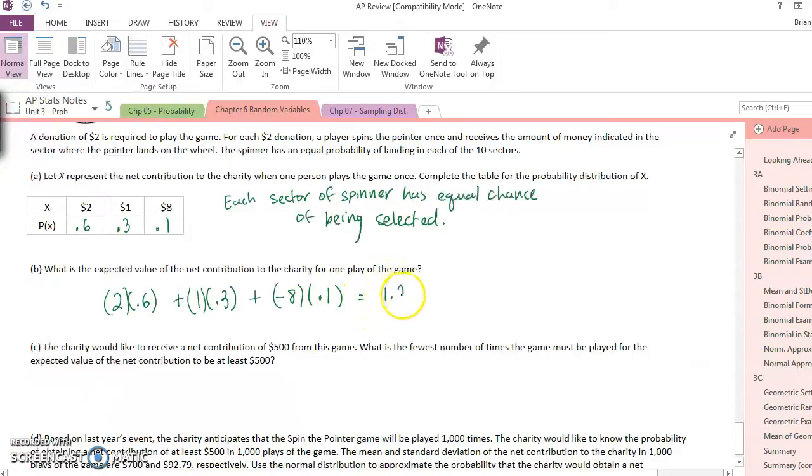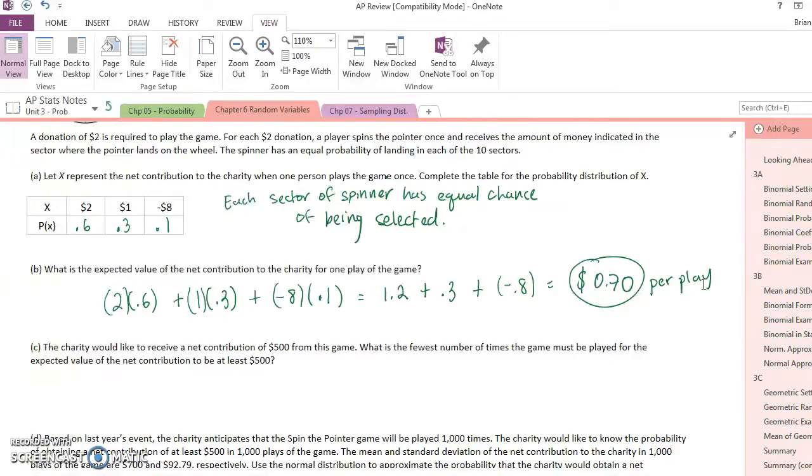This is 1.2 plus 0.3 plus, wait a minute, negative 0.8. Sorry. Math is not always the best. And so when you put this together, you get about 70 cents. Okay? So 70 cents per play. Alright, so I believe that's good enough. Showed some work there. I'm saying what I'm saying.